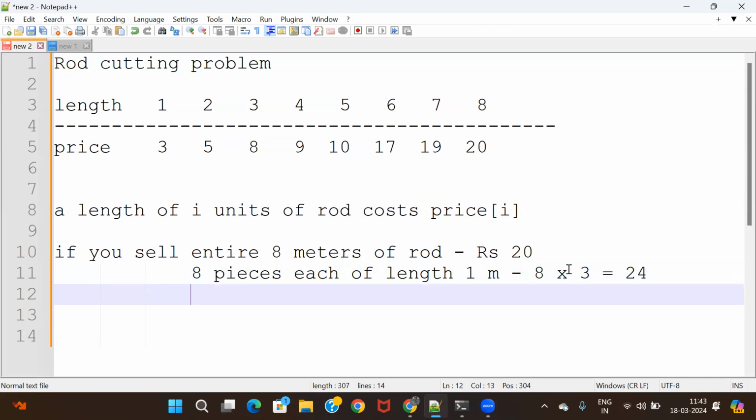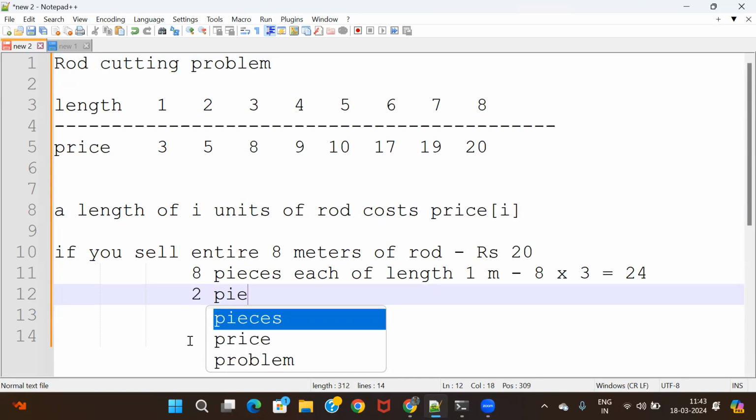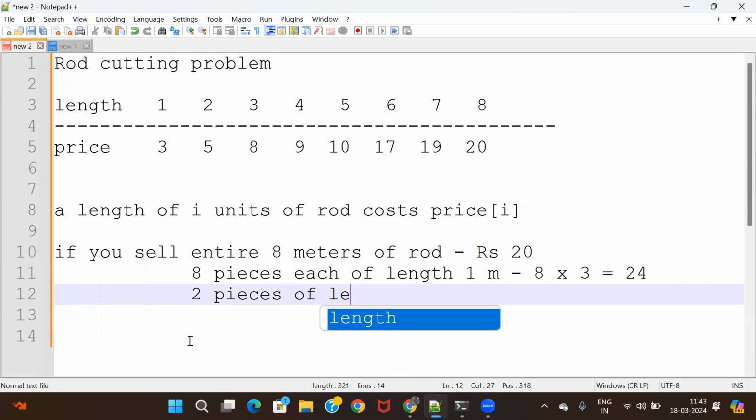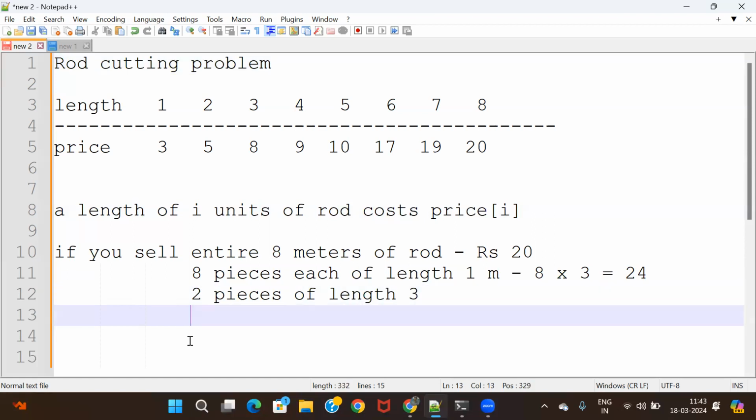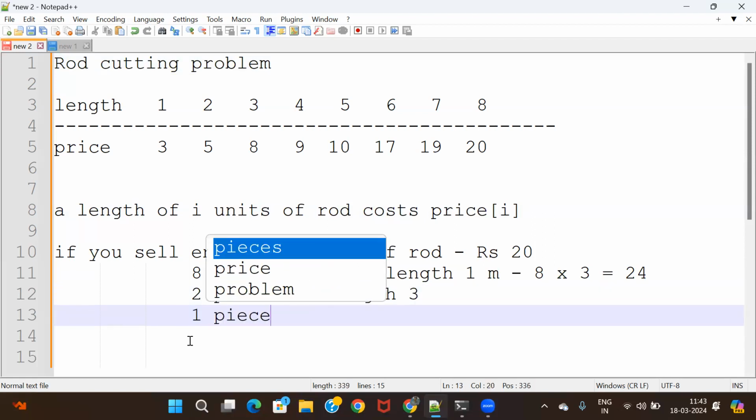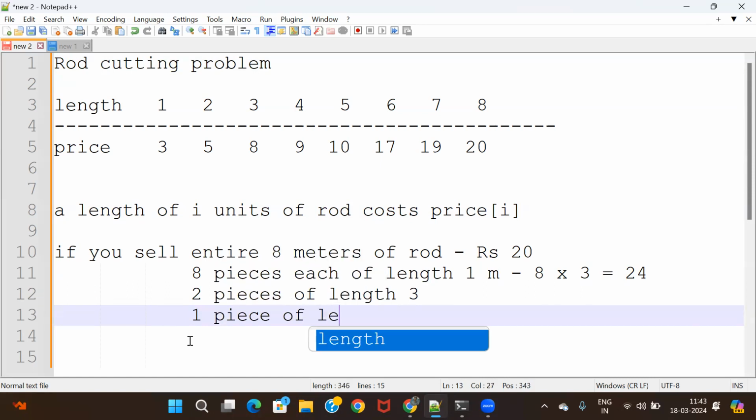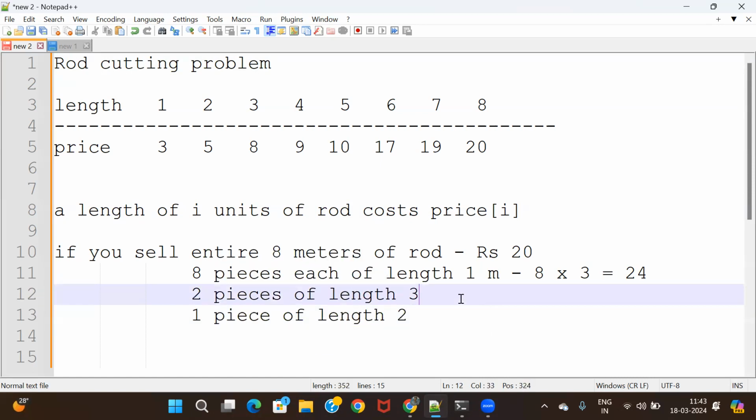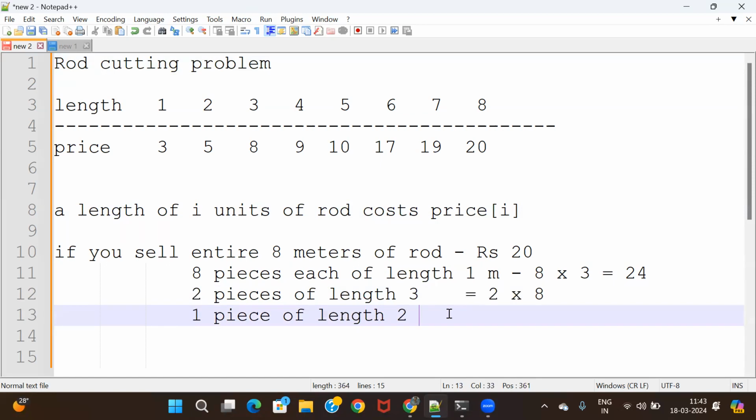If you sell 2 pieces of length 3, and 1 piece of length 2, then you get 2 into 8 plus 5. You get 21.